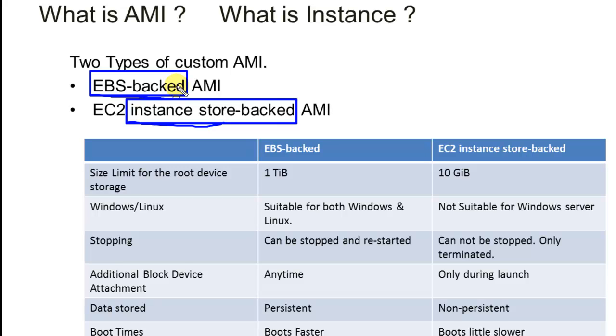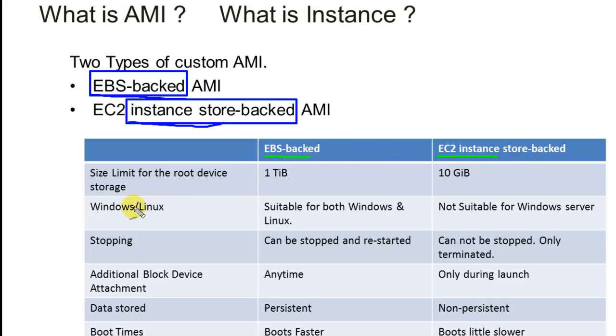Now if the boot partition is on the local system itself, that is called instance store backed AMI. But EBS is an external hard disk. So if it is external, then it is an EBS backed AMI. Now there are a few differences between EBS backed AMI and EC2 instance store backed AMI.